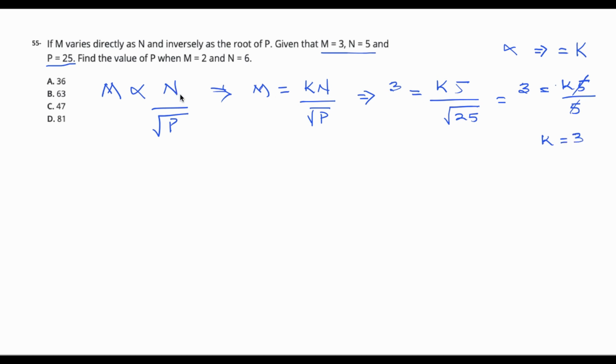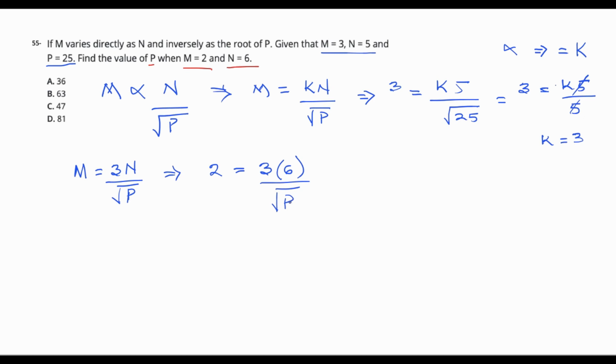So if k is equal to 3, then we can rewrite this equation right here as m is equal to 3n over the square root of p. Now that we know our k equals 3, we will use the new set of values that we're given, which is m equals 2 and n equals 6, and we're required to find p. So if we put those into our equation, we'll have m equals 2 equals 3 times 6 over the square root of p.